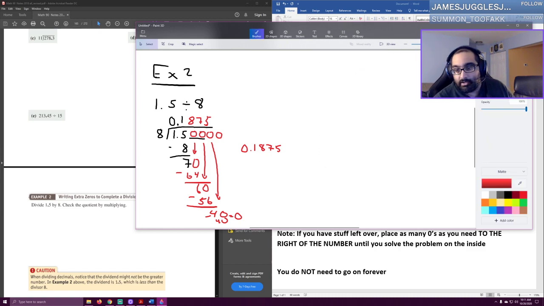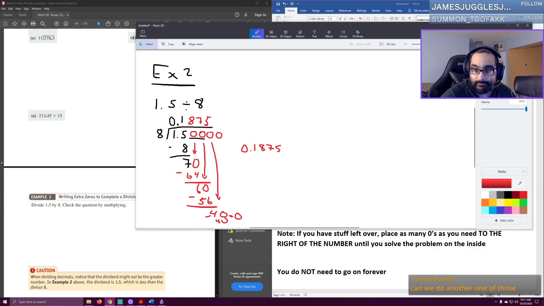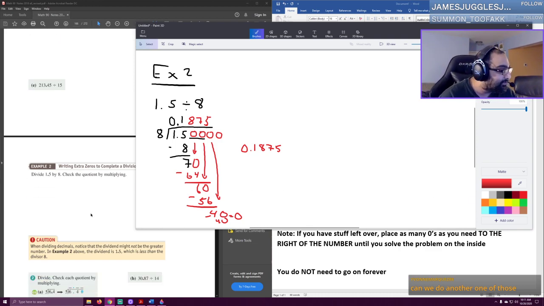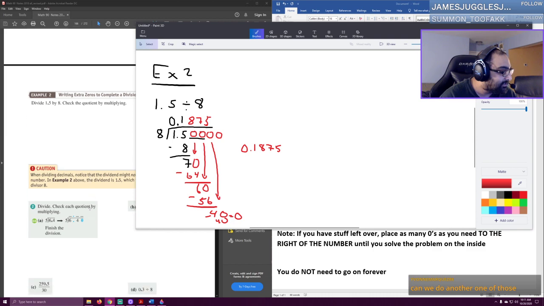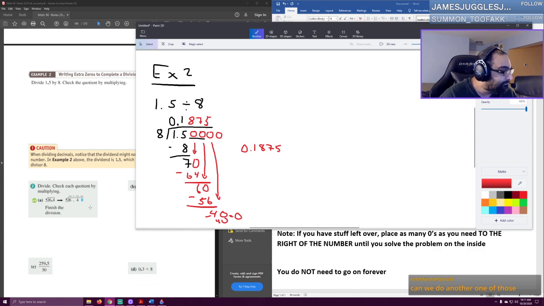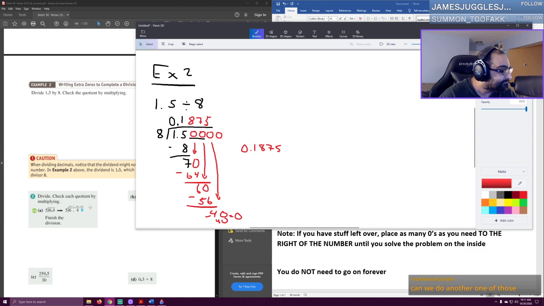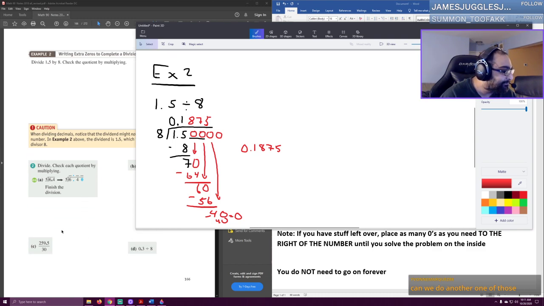Okay, any questions about that particular example? Absolutely, we could do another one of those. No problem, not at all. Let's go through another one together. Sure. All right, so let's do letter C.